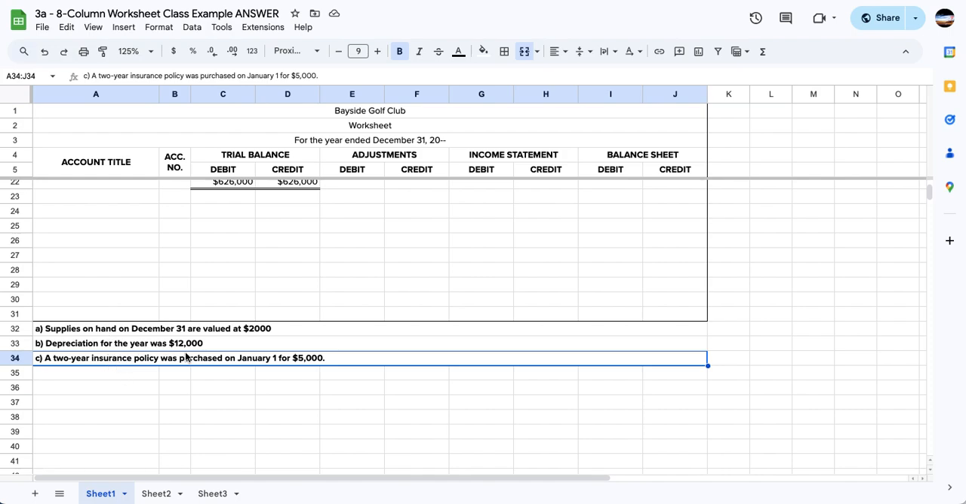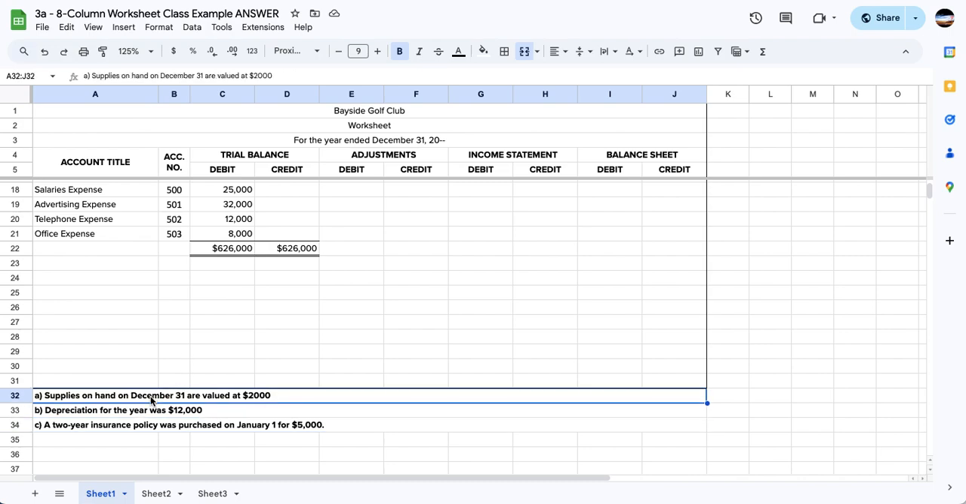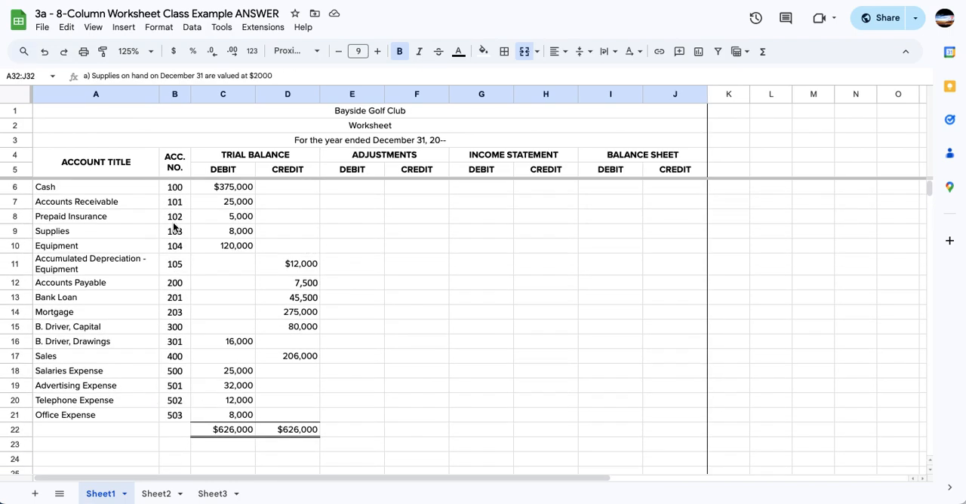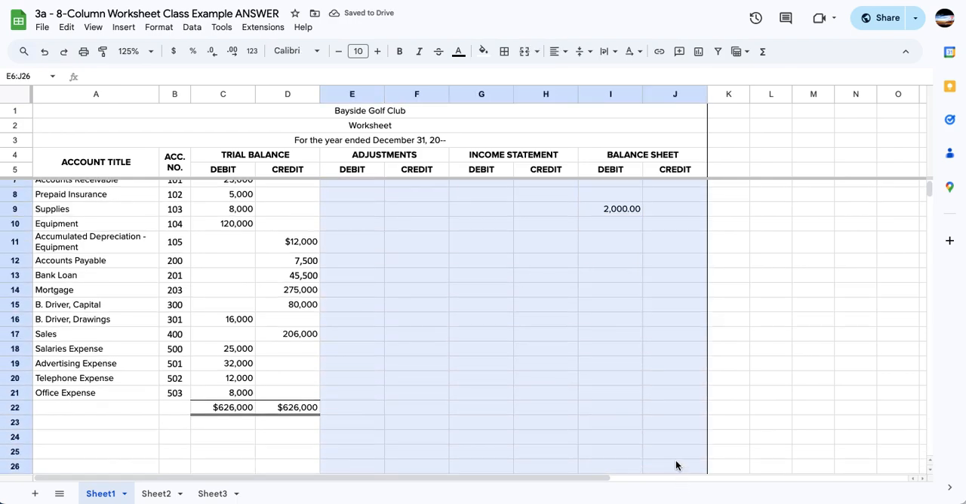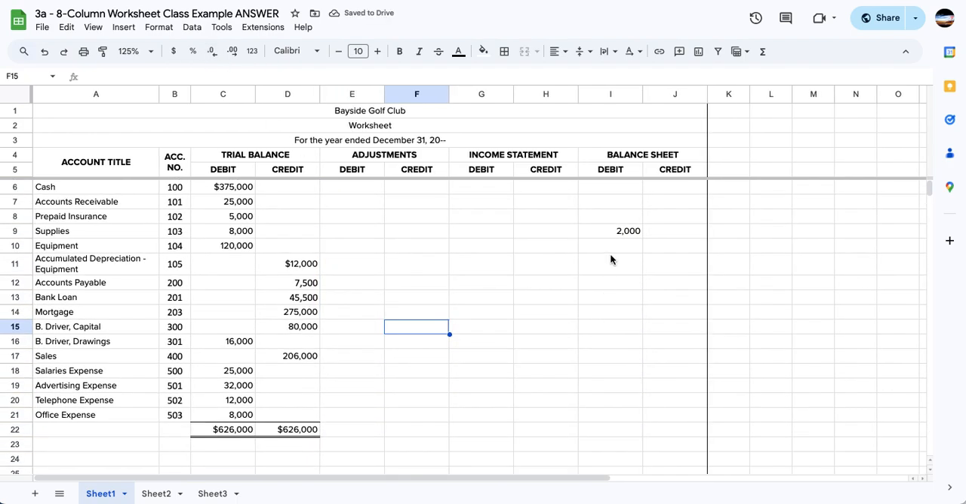So let's get started. Off the hop, I see that I have supplies that are valued now at $2,000. So I'm going to go up here, and I see my supplies have a balance of $8,000. So what I'll do is I'm going to go right away over to my balance sheet, and they have a balance of $2,000. So I'm just going to adjust my numbers here a bit. I'll take away a couple of decimal places. All right, so that means if it was at 8 and now it's at 2, then obviously I used some.